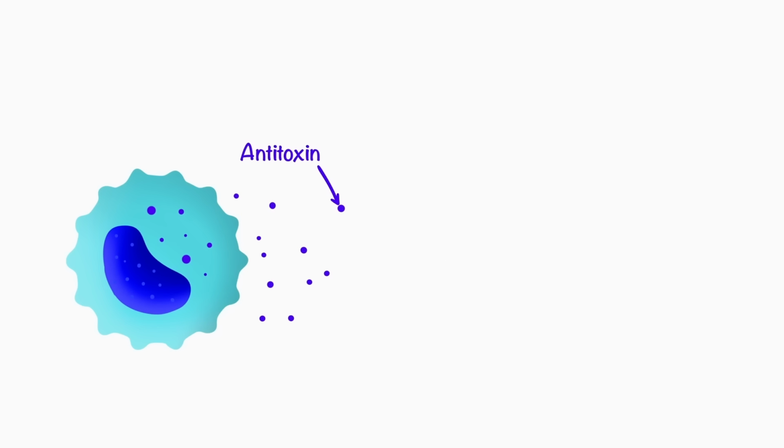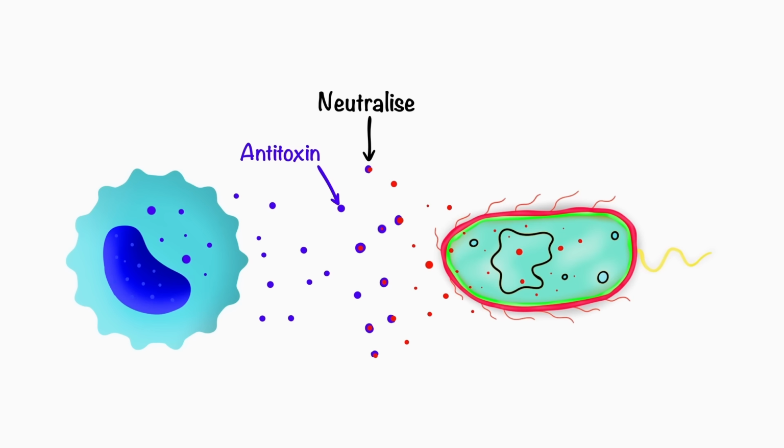The third way white blood cells defend against pathogens is by producing antitoxins. These substances neutralize the toxins released by certain bacteria, preventing them from causing harm to our cells. Our defense systems work together to protect us from the countless pathogens we encounter daily. Without these mechanisms, even minor infections could become life threatening.